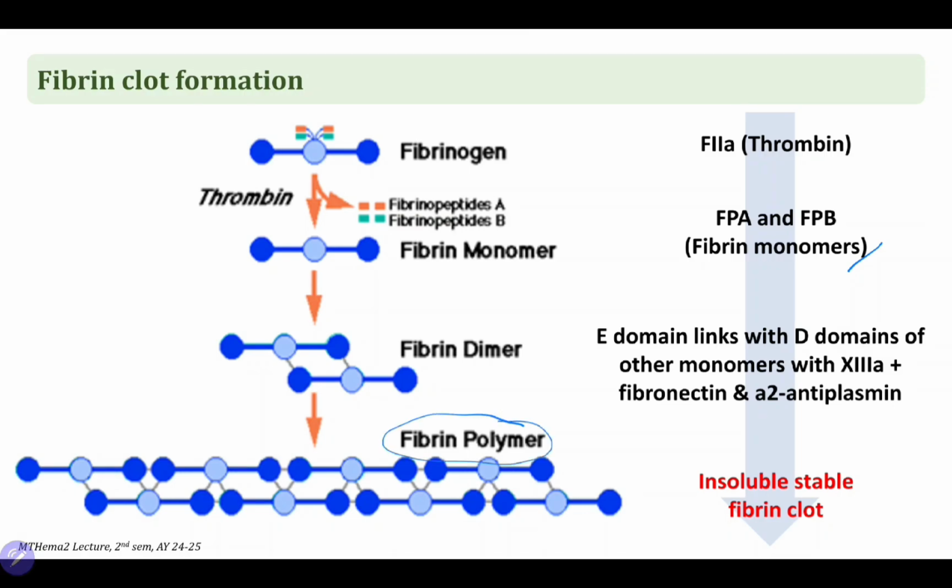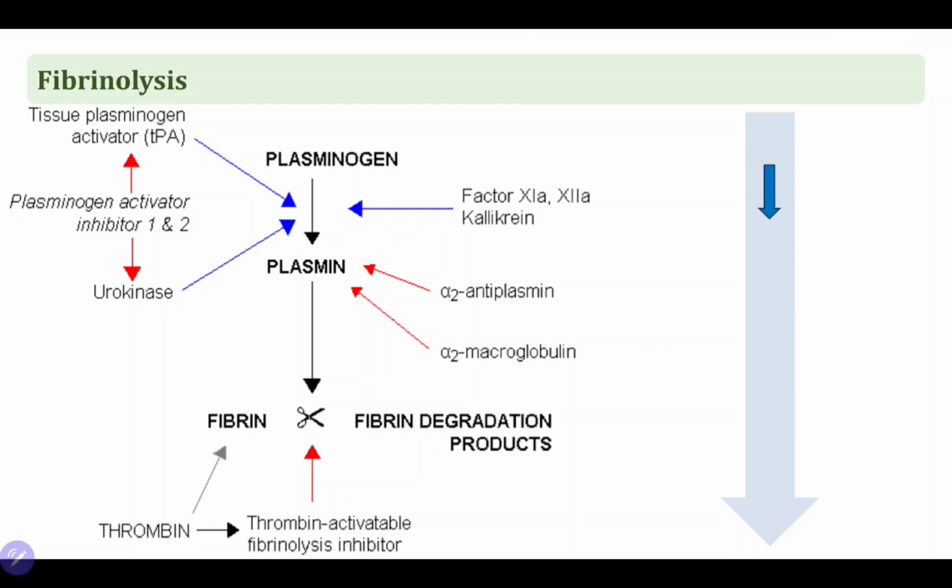Okay, these fibrin polymers are linked together through the help of your factor 13, kasi nga siya yung nagsistabilize, and other proteins such as your fibronectin and your alpha-2 antiplasmin. So the end result of your coagulation cascade is the formation of an insoluble, stable fibrin clot. And then after nag-heal na yung injury natin, it's time for you to dissolve the clot that you have produced in the coagulation cascade.